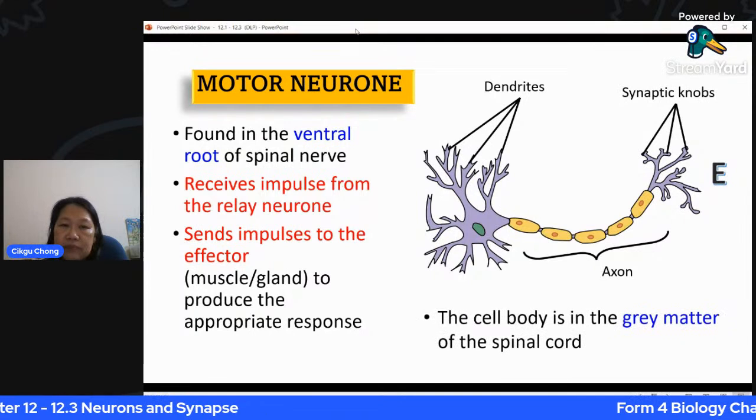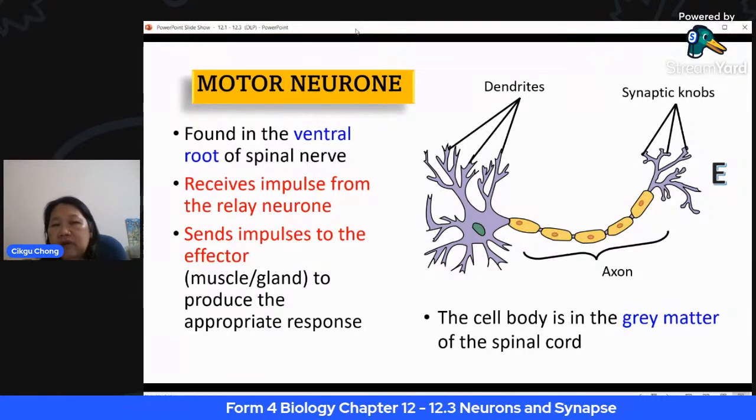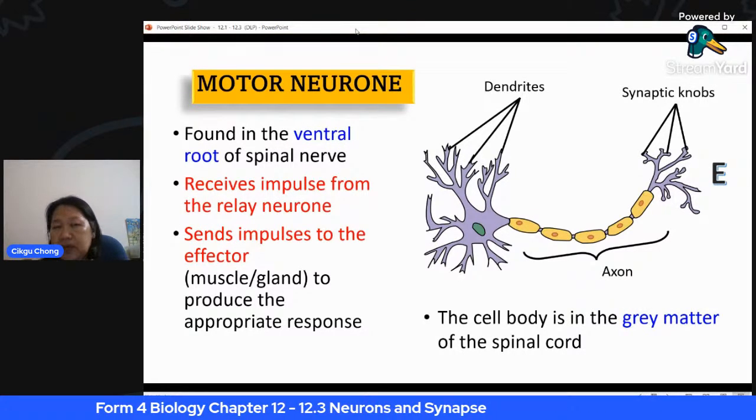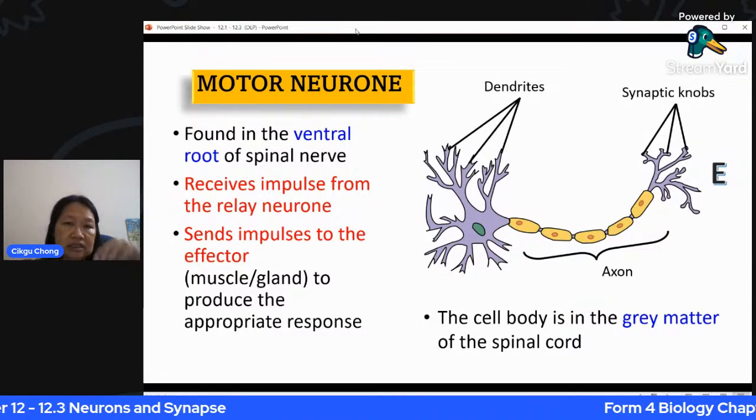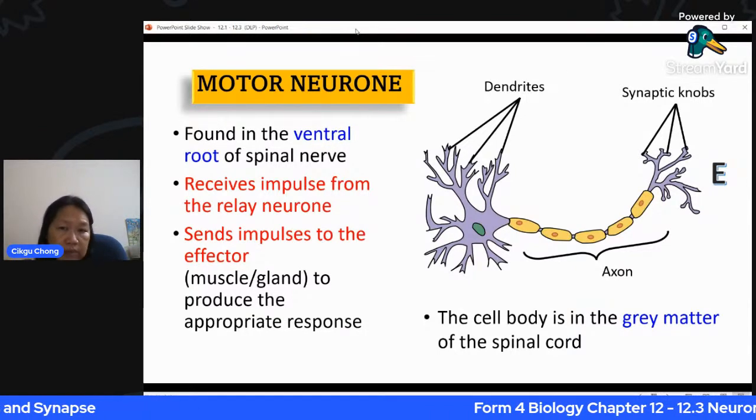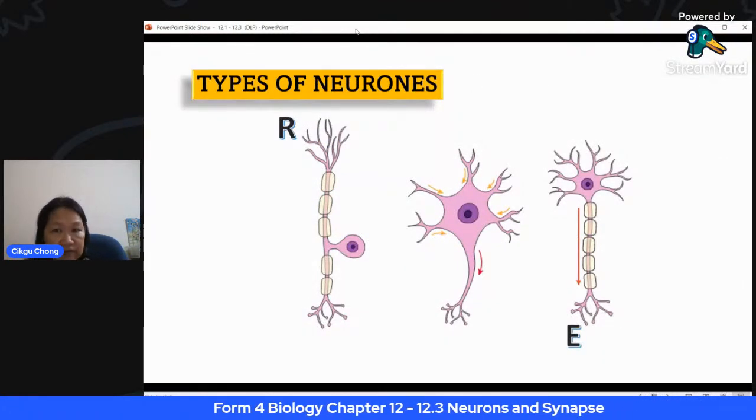The cell body of this motor neuron is found right inside the gray matter, and the other part that comes out here is the axon, a very long axon, and it is in the white matter. The axon is in the white matter. Now, types of neurons. So I hope you can identify them.